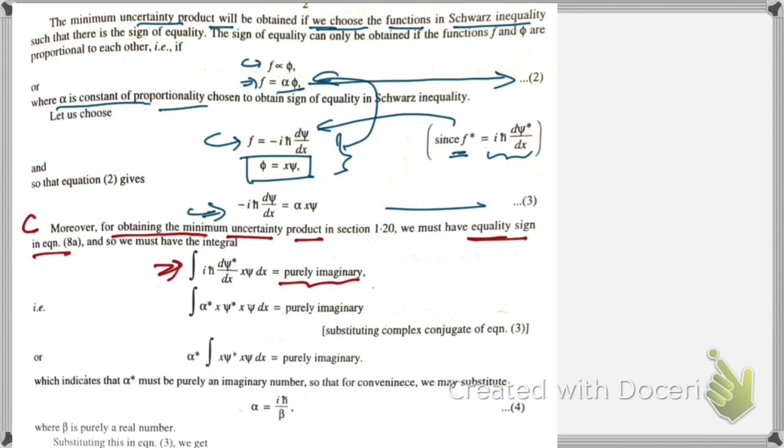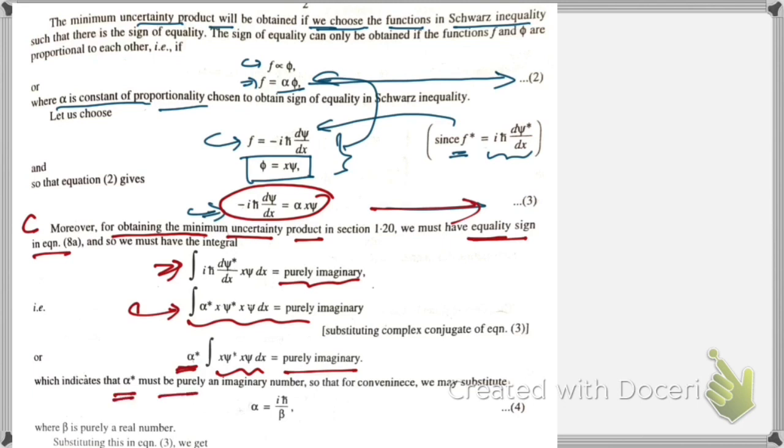And here you see, if you use the complex conjugate of equation number 3, here you will get this relation, and from here alpha star is taken outside of the integral, and this is purely imaginary, and this alpha star must be purely imaginary. So for convenience we may substitute alpha is equal to this, equation number 4. This is okay. So now let's go to next slide.